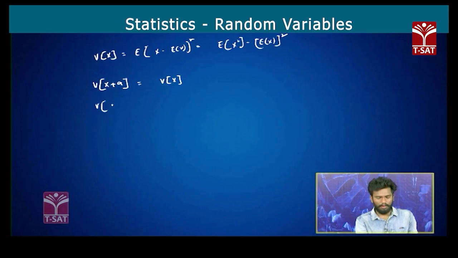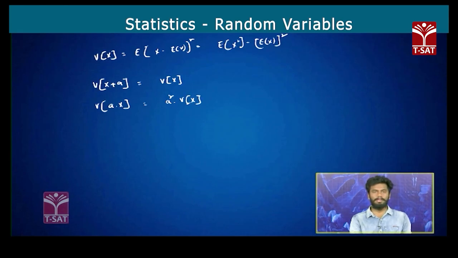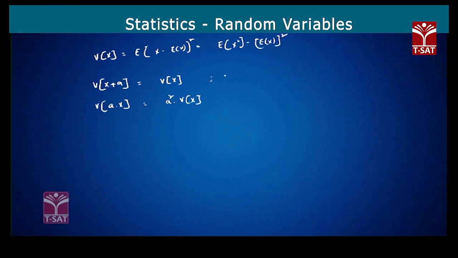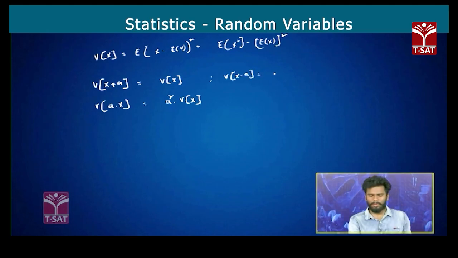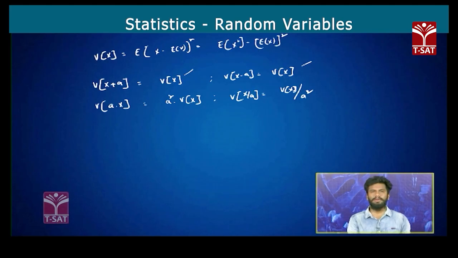Variance of a times x will be a square times variance of x. In the same way, variance of x minus a will also become variance of x. It doesn't change. Variance of x by a will become variance of x divided by a square. These two properties show that the variance of x doesn't change if we change the origin. That is nothing but, the change of origin will not have any effect on the variance.